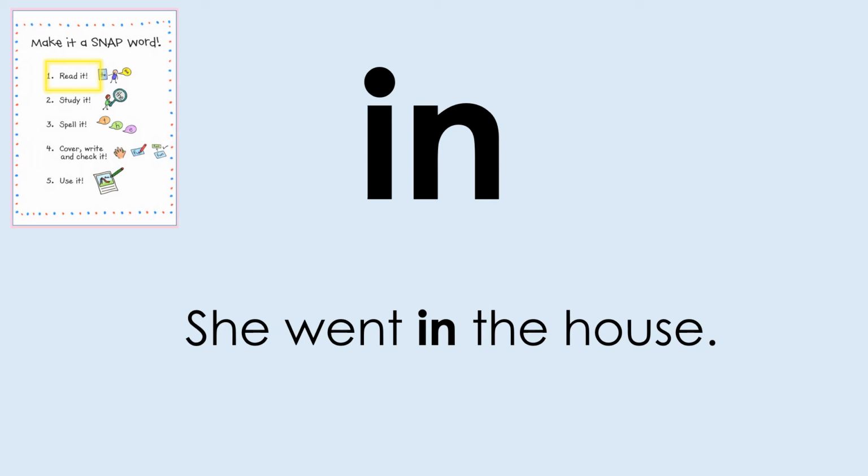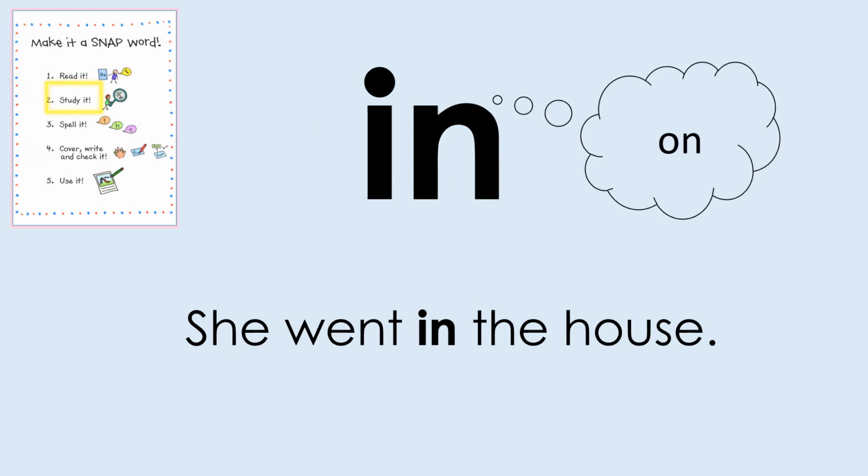Here's our next word. In. She went in the house. In. Let's study this word. What do you notice about the word in? You may have noticed that in has 2 letters, I-N, but it was only 1 syllable, in. You may have also noticed that in has the short I sound, in. This word might also remind you of on. On had the short O sound, and in has the short I sound, but both have the n as the end sound. N, in, on, in.